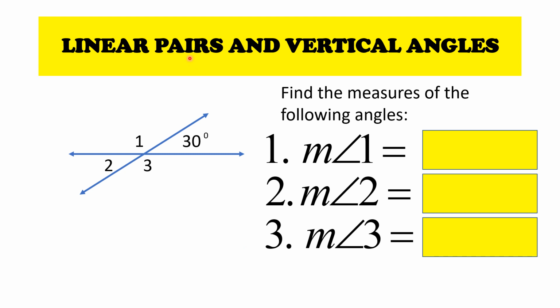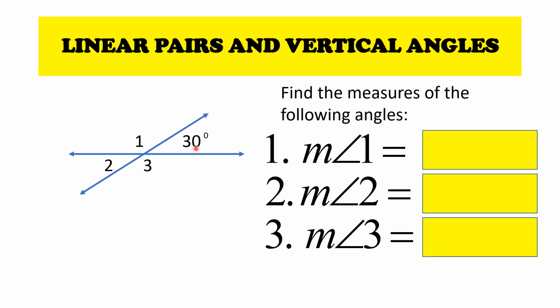So we have linear pairs and vertical angles. Angle 1 and angle 2 form a linear pair. 2 and 3 also form a linear pair. And 3 and this angle form a linear pair. Do not forget that vertical angles are congruent, and the angles in a linear pair are supplementary. So 1 and this angle is equal to 180 degrees.